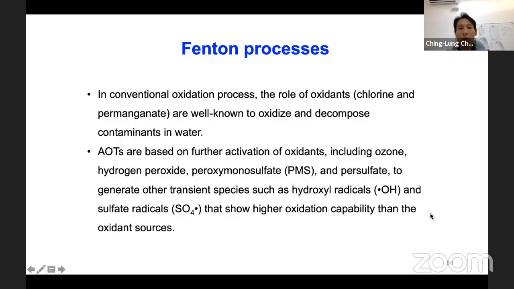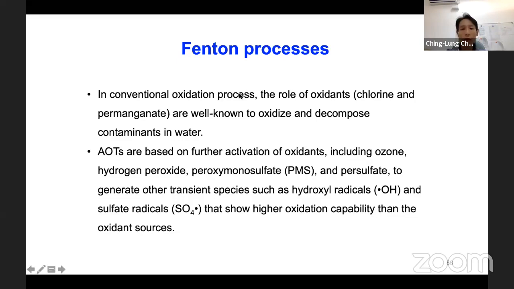And here comes the Fenton process. Fenton is the name of a scientist. This person invented a reagent, so that's why we call it Fenton reagent. Just like I mentioned earlier, we mix the iron 2 with the hydrogen peroxide.